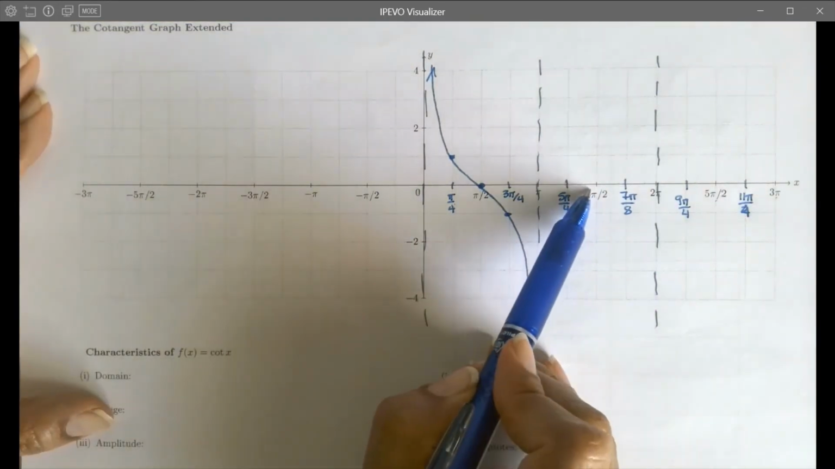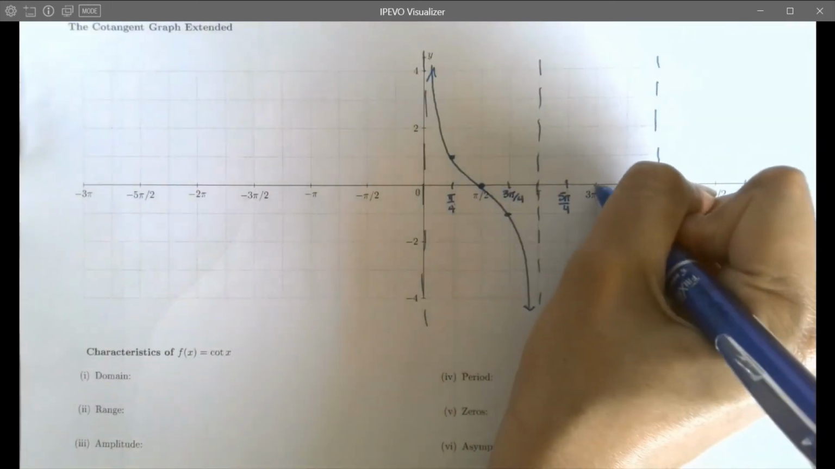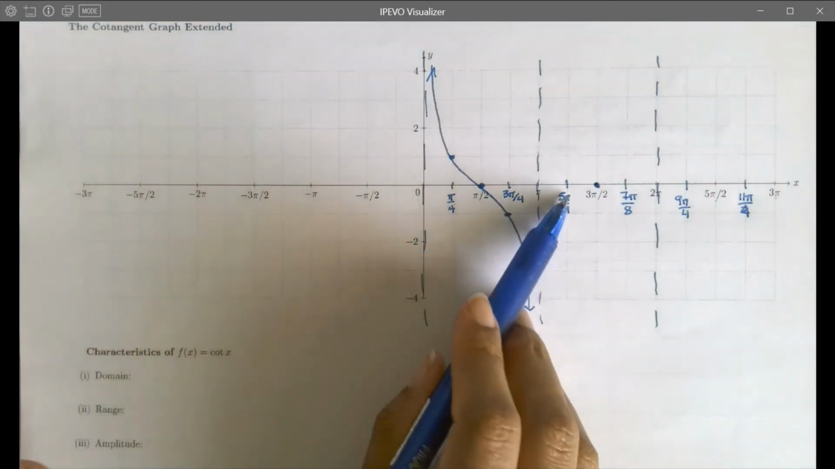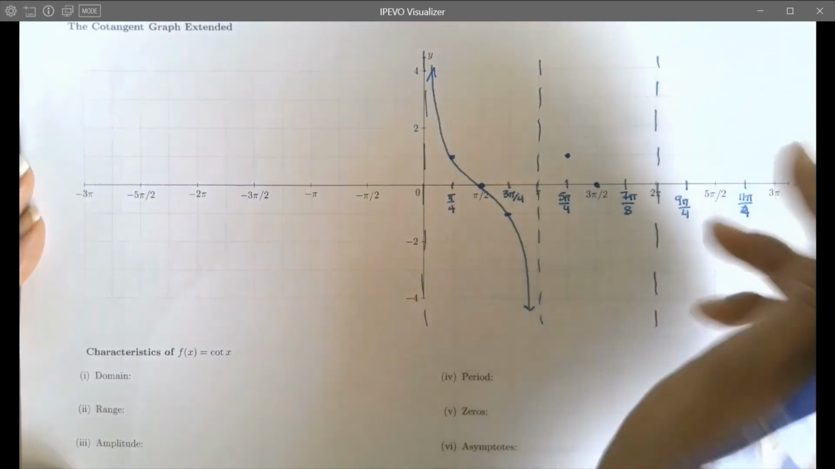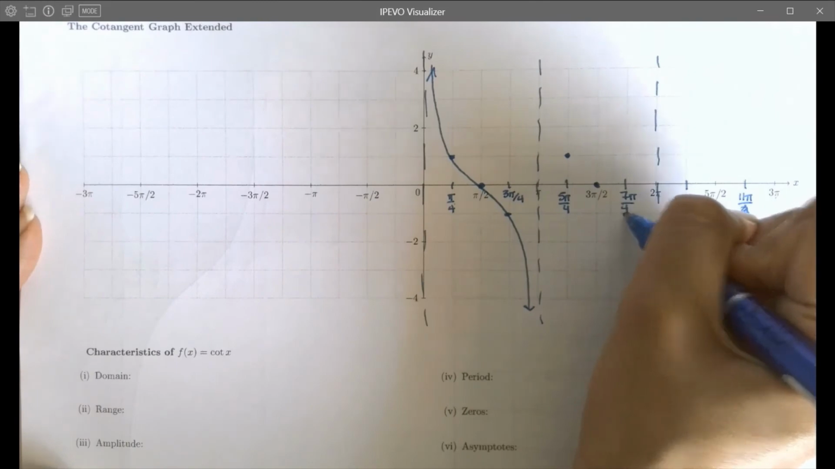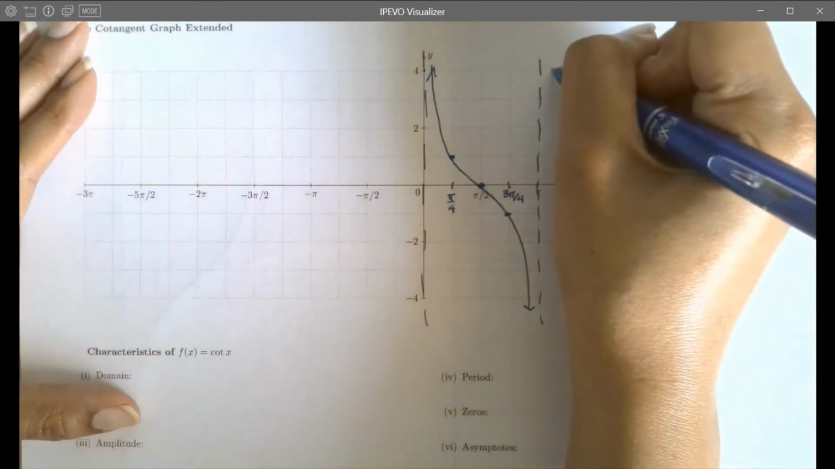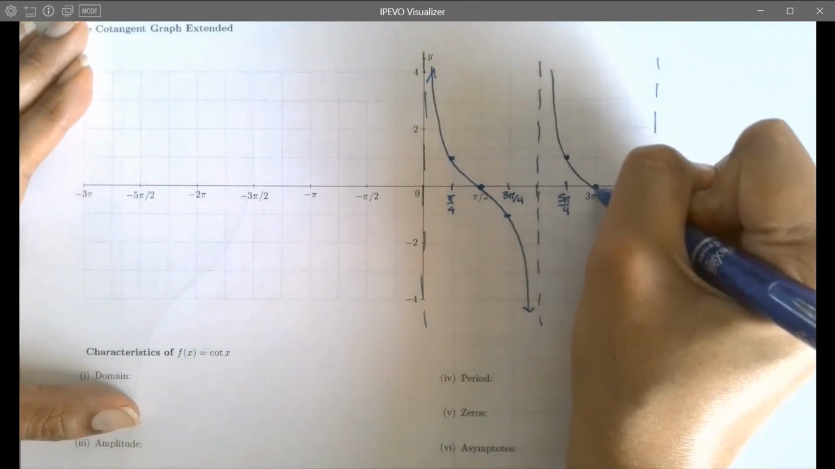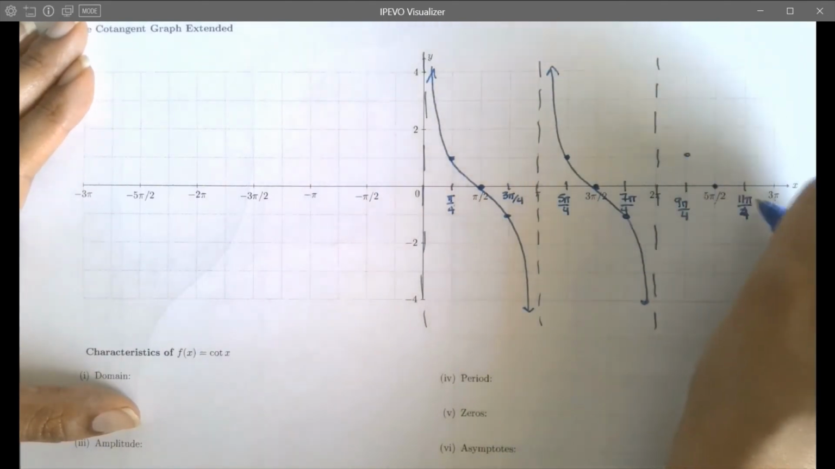Okay, so at 3 pi over 2, you can double check, it's going to correspond to 0. At 5 pi over 4, we're going to get a 1. And at 7 pi over 4, we're going to get negative 1. Again, I'm just throwing those points at you, but you can always verify by looking at the unit circle or by plugging into your calculator. So I'm going to get this curve, and it's just going to repeat.